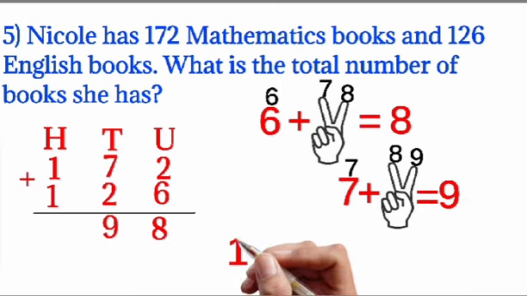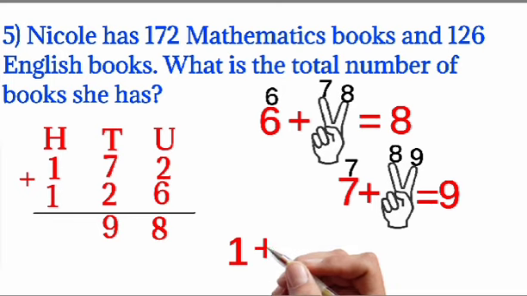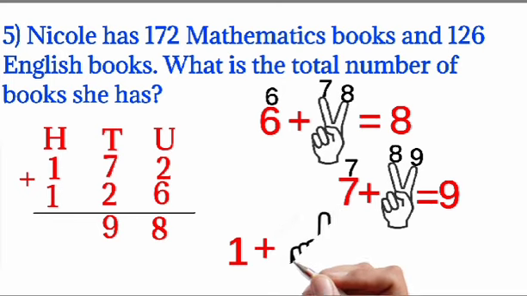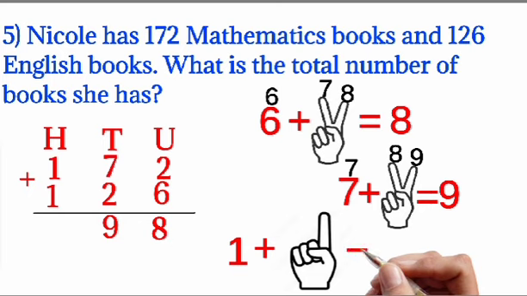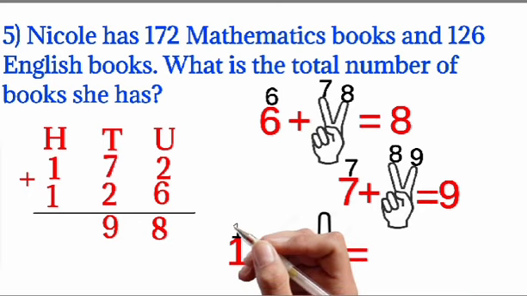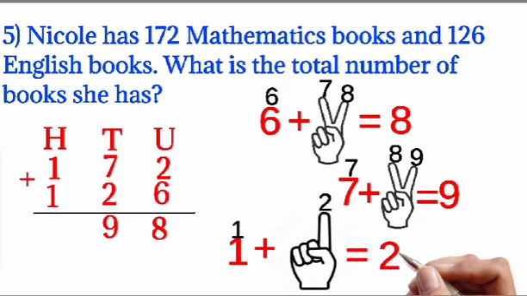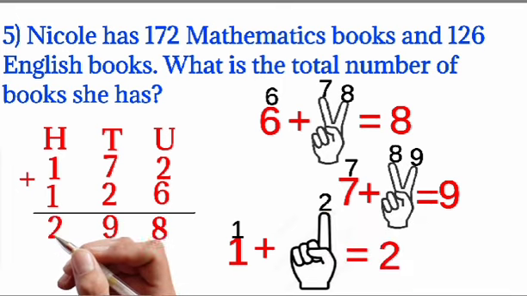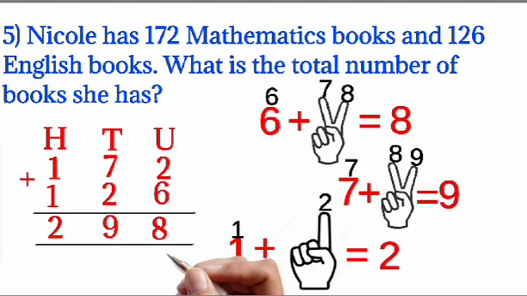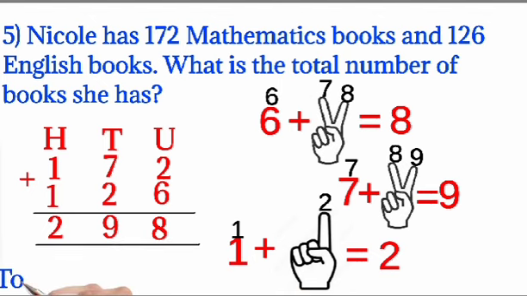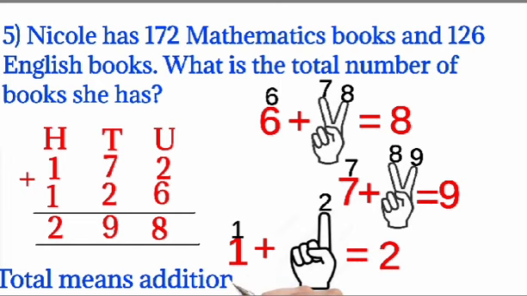1 in my head, 1 on my finger. So I'll start counting forward. 1, 2. So my answer is 2. So I'm going to write it under the 100. So 172 plus 126 give us 298. Total means addition. You can get this also from the names of addition.